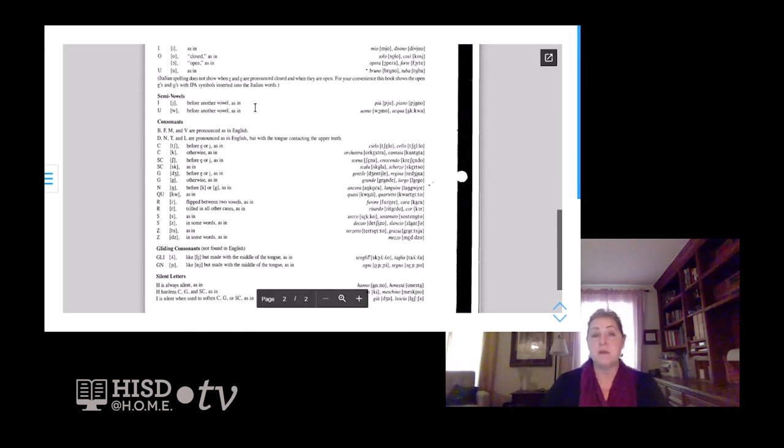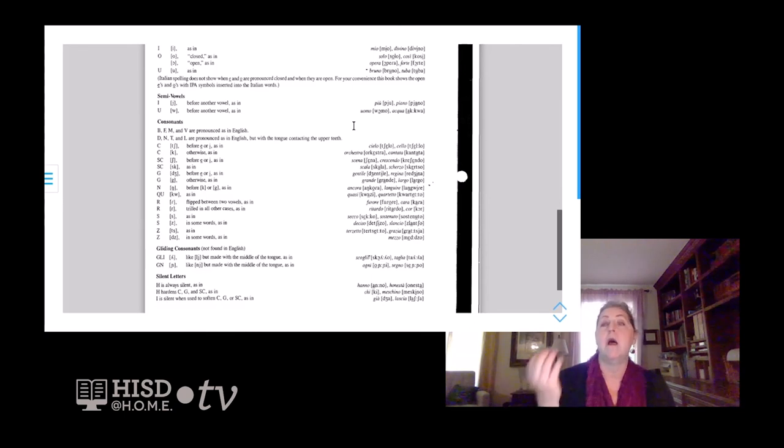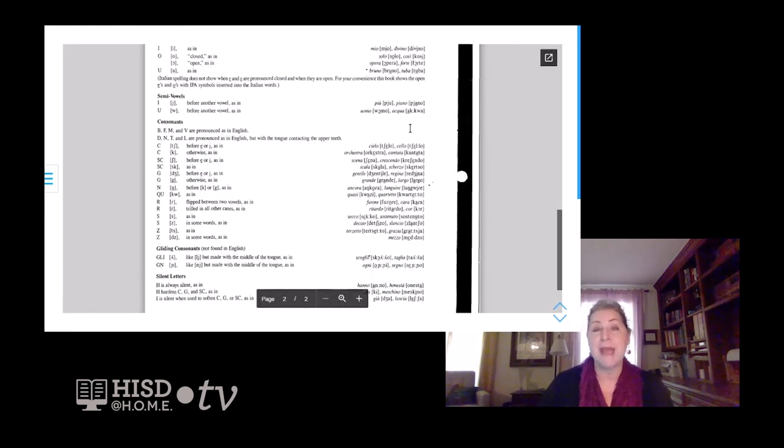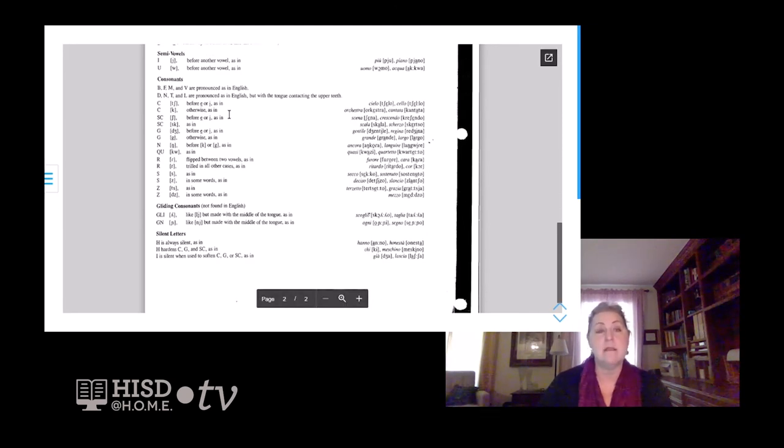Your semi-vowels look like J and W, but they actually are functioning as a glide. Piu, piano. We say piano, but if we're going to pronounce it correctly, if you'll look right here, piano. And then uomo, acqua. We think of Y and W as consonants, but they actually are more of a vowel. They're a semi-vowel sound. And here are consonants.